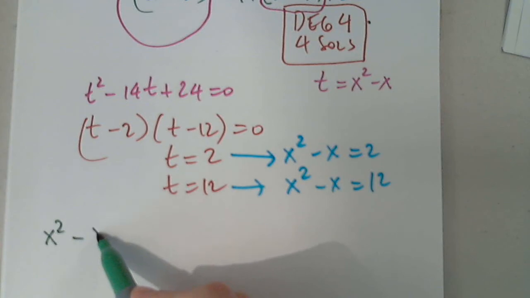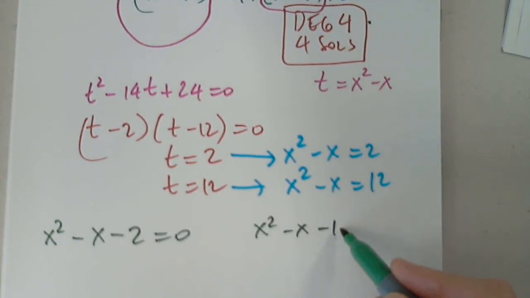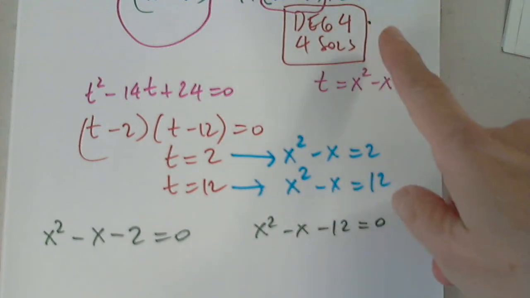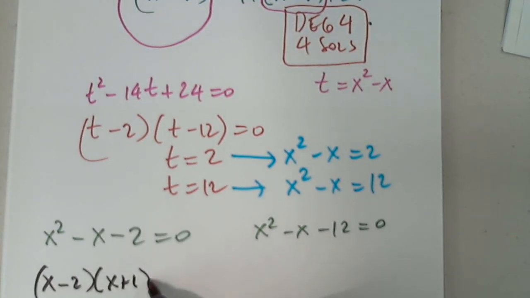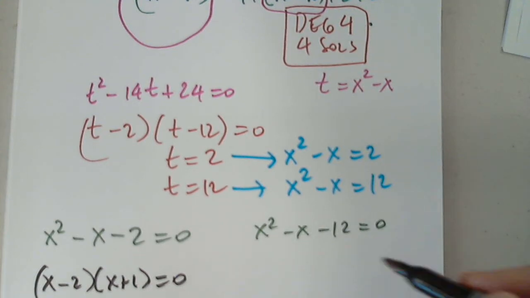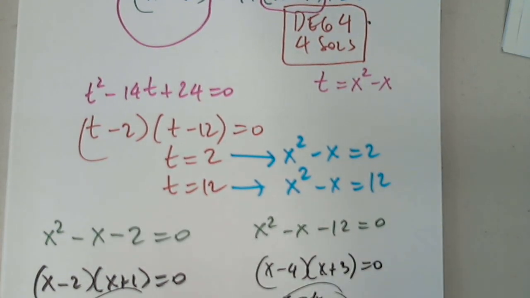So then I have x squared minus x minus 2 equals 0, the first one, and x squared minus x minus 12, the second one. And this is quadratic. I don't have to deal with a 4th degree that I may not even know what to do with. So this is x minus 2 and x plus 1. And I get 2 and negative 1, and it's done. And this is x minus 4 and x plus 3. I get 4 and negative 3. And here are my 4 solutions.